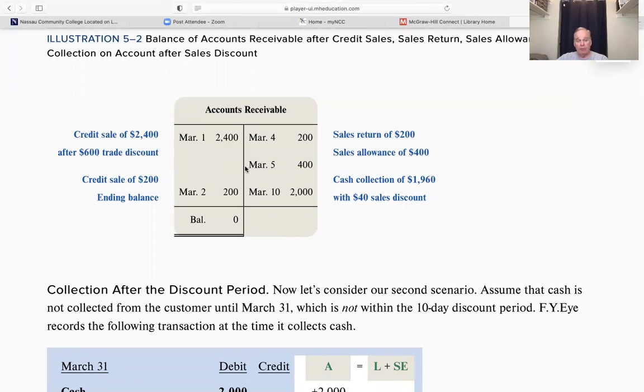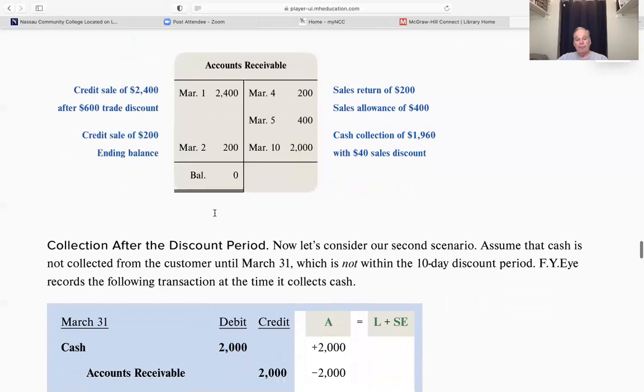Here's the T account for accounts receivable. Here's the eye surgery, $2,400. Here's the sale of the glasses, $200. Here's the glasses being returned, $200. Here's the sales allowance for the patient that didn't like the surgery, $400. And when the customer pays in full, there's the $2,000. So how much does the customer owe at the end? $0.